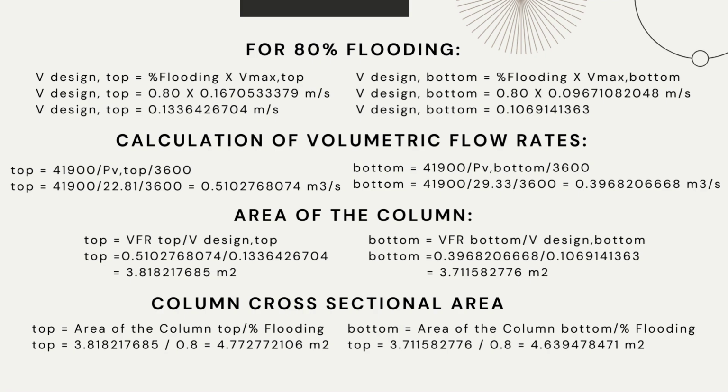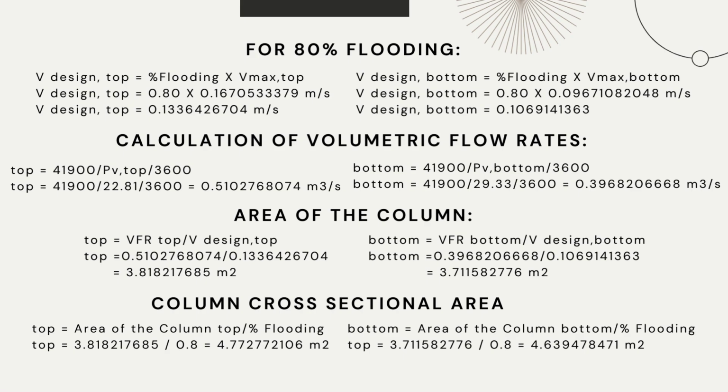So calculation of volumetric flow rates. We have the top. We assume 41,900 over the PV of top and then divided by 3,600 seconds. Same as for the bottom as well. So the difference is the PV on top and the PV on the bottom.